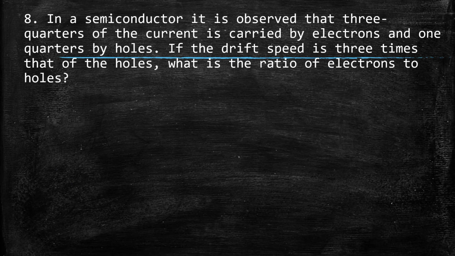Problem 8. In a semiconductor, it is observed that 3/4 of the current is carried by electrons and 1/4 by holes. If the drift speed is 3 times that of the holes, what is the ratio of the electrons to the holes?